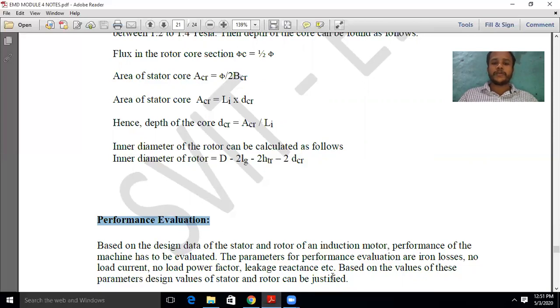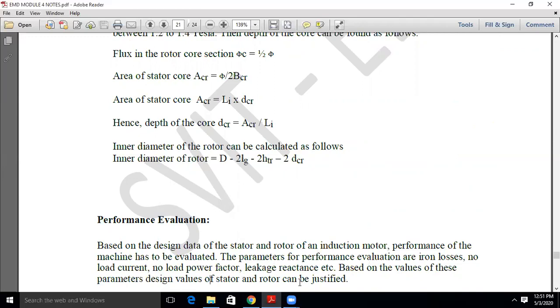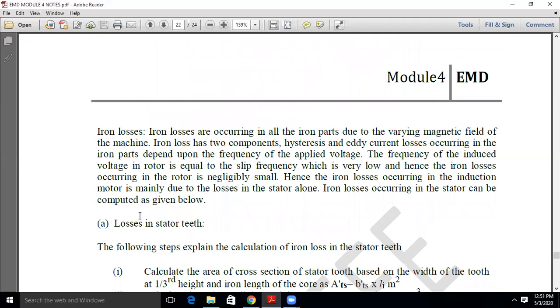The parameters for performance evaluation are iron losses, no load current, no load power factor, leakage reactance, and so on. These parameters will be calculated, and based on their values, the design values of stator and rotor can be justified, whether a suitable design has been made or not. One by one we will discuss, starting with iron loss.